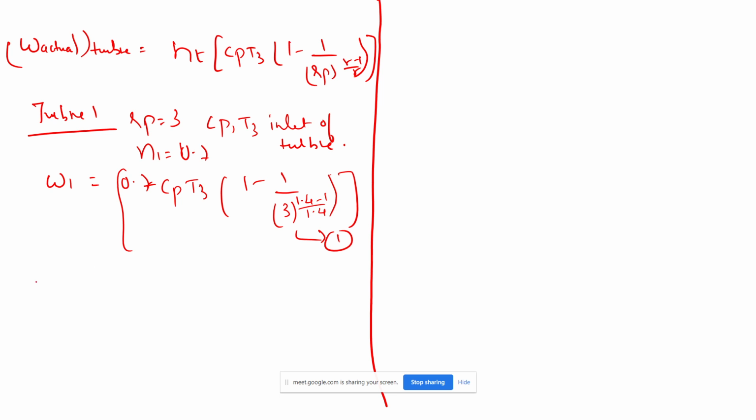Similarly for turbine 2 we can write, it is Rp equal to 5, and Cp and T3 are the same inlet conditions.